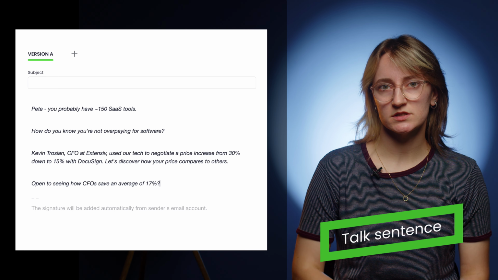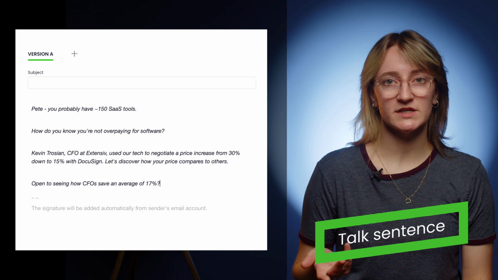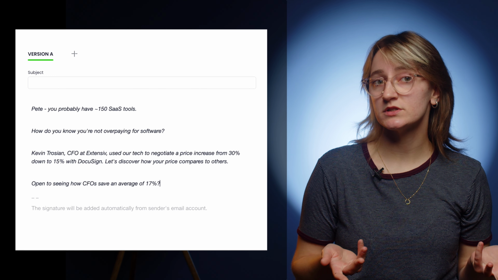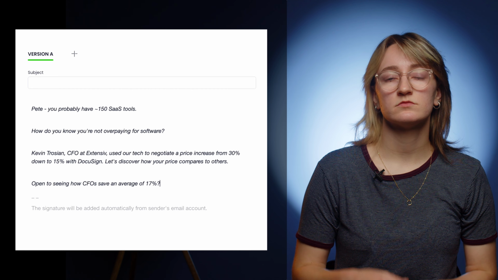Finally, talk sentence. An invitation to continue the conversation. Use phrases like open to, want to know how they're doing this, or worth considering.